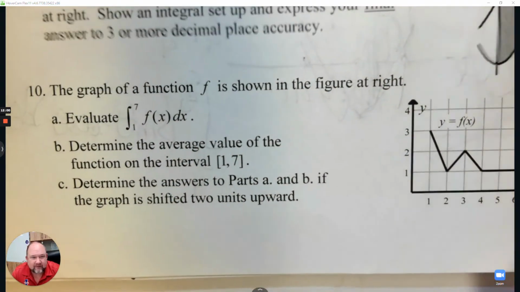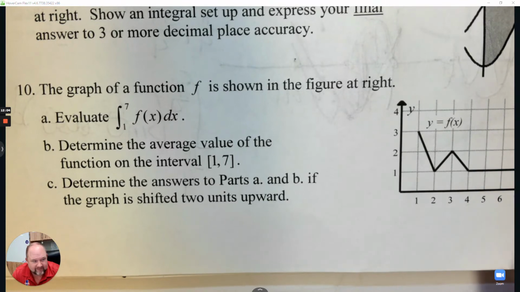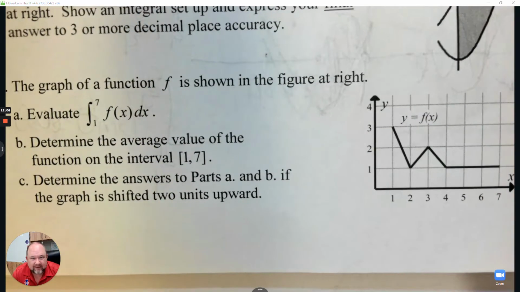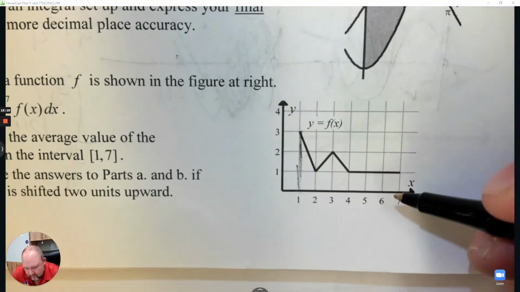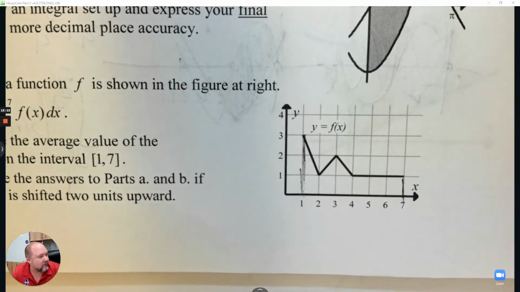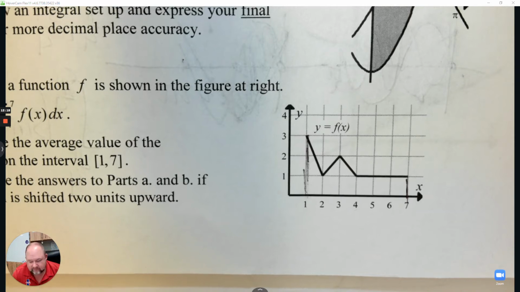All right, number 10. The graph of a function that you see there is on the right. It says evaluate from 1 to 7. So when I integrate, I'm going to find the area. So from 1 to 7, how would you find the area? Can you see the different shapes that you would find the area of? And then figure that out.